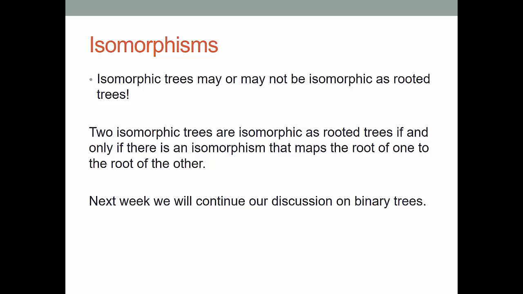Now, not all isomorphic trees are necessarily isomorphic as rooted trees. That is, you could have two trees that are isomorphic, but if the isomorphism does not map a root to a root, then we do not say that they're isomorphic rooted trees. So it's possible to have two trees that are isomorphic but have different roots. In that case, they would not be rooted isomorphic trees.